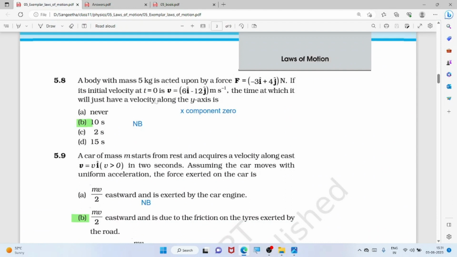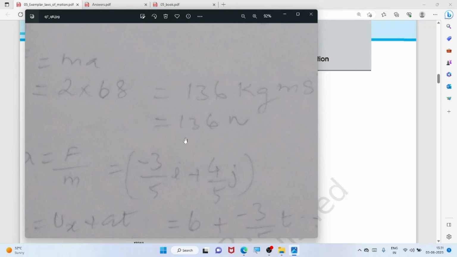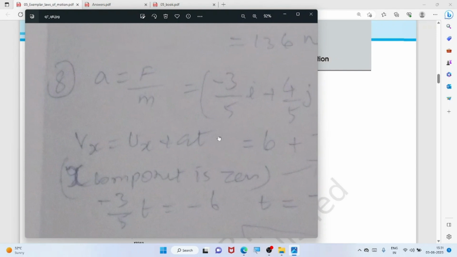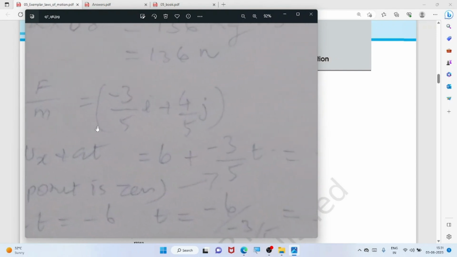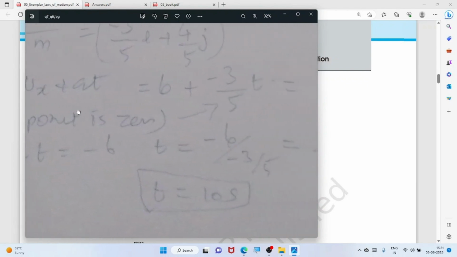Okay, a body of mass 5 kg is acted upon by the force. The time, actually just velocity on the y-axis, 8. The x component is just, y-axis only, 5.8. Okay, force equal to mass into acceleration, acceleration equal to force by mass. Okay, so now we are computing the velocity.